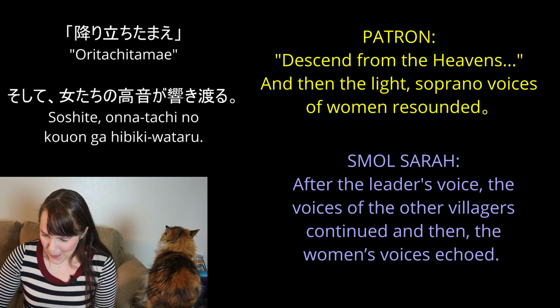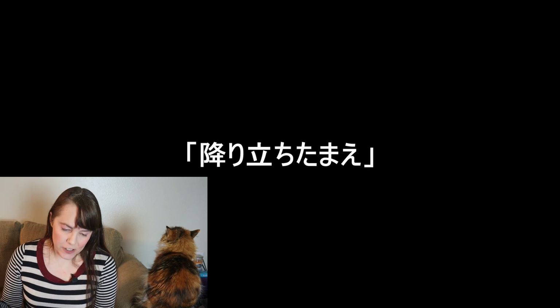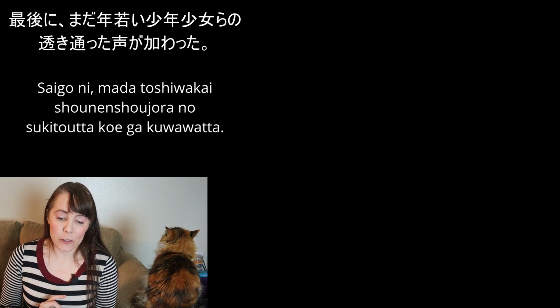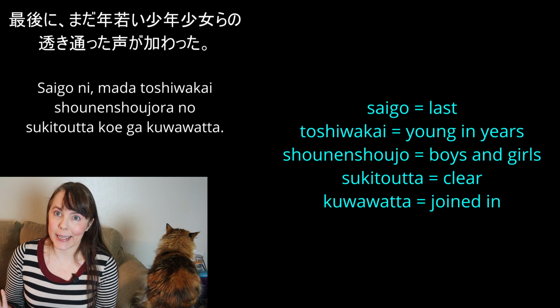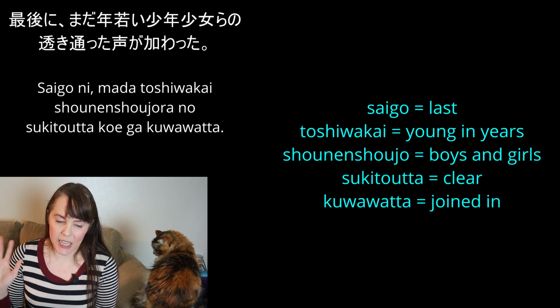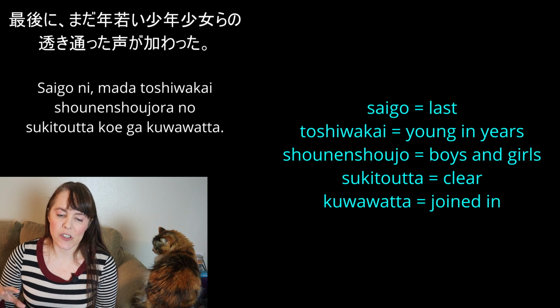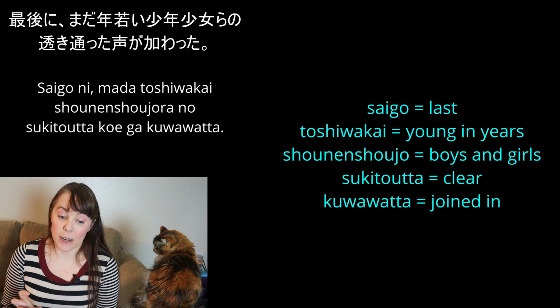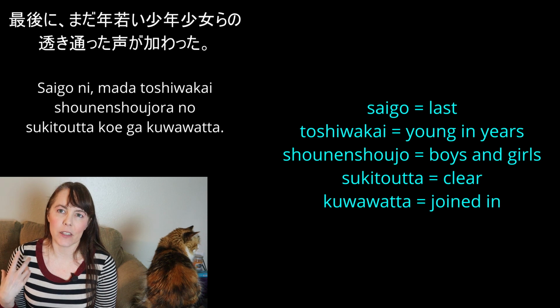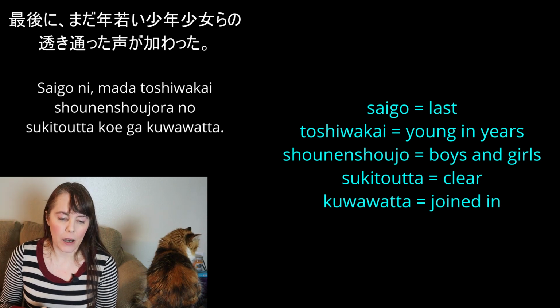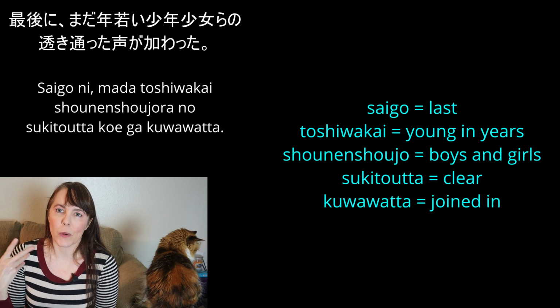Who knows? Anyway, and then once again they repeat 降り立ちたまえ。最後にまだ年若い少年少女らの透き通った声が加わった。I always mess up saying 加わった。最後に, so lastly, finally, in the end, まだ年若い, so still young in years or still young. 少年少女ら, so this ra is a plural basically, so boys and girls. 透き通った is like clear, crisp, especially for a voice or for eyes. 声が加わった. 加わった is like joined in, mixed in.